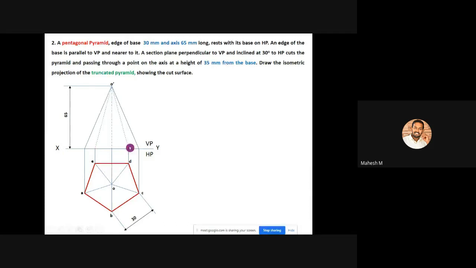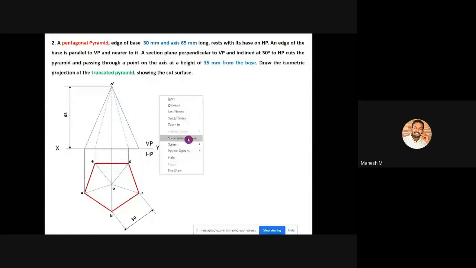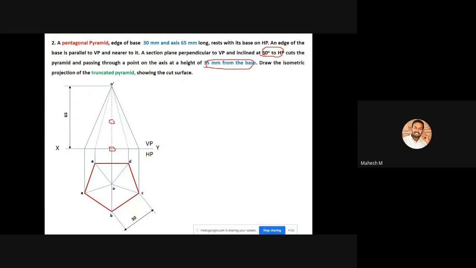Okay. So after creating this, our condition is that we have to create a section plane that should be at 30° to HP and also passing through at a height of 35 mm from the base. So from the base, you can create a point with a height of 35 mm. After creating this, you can create a section plane that should be at 30°. Either you can create it at this angle, so this angle should be 30°, or else you can create it in this direction. It is your own choice.